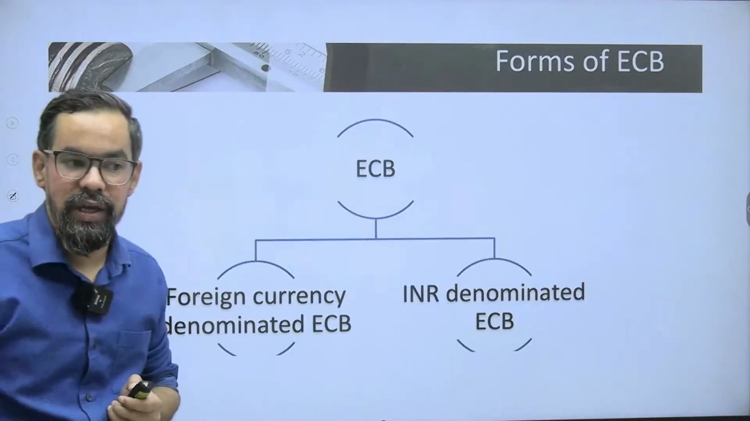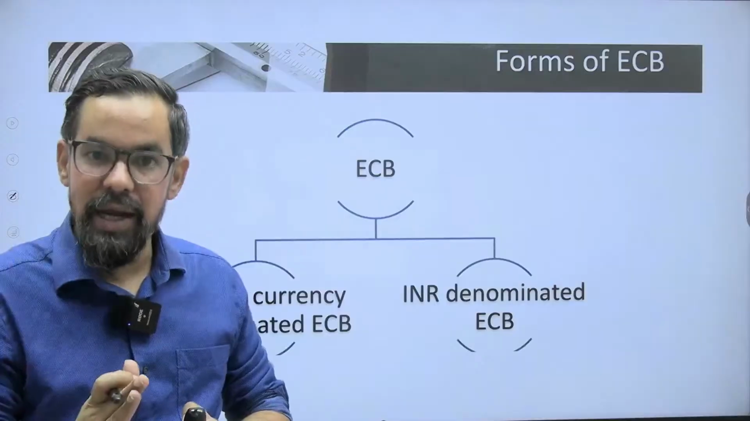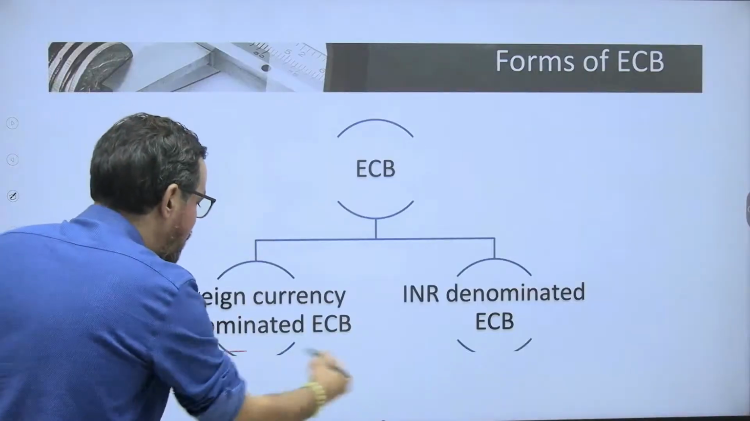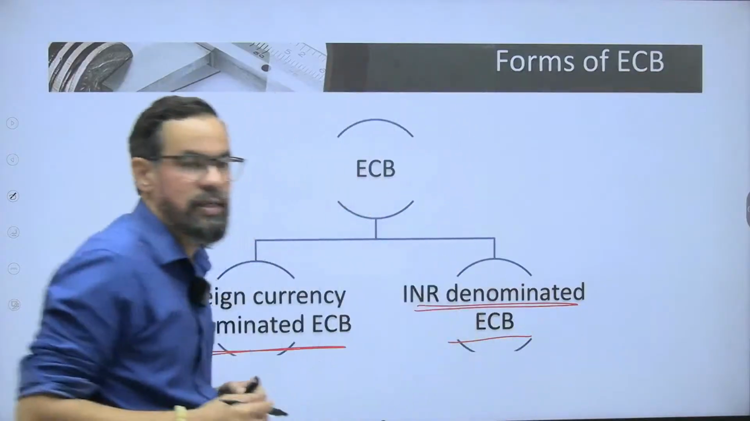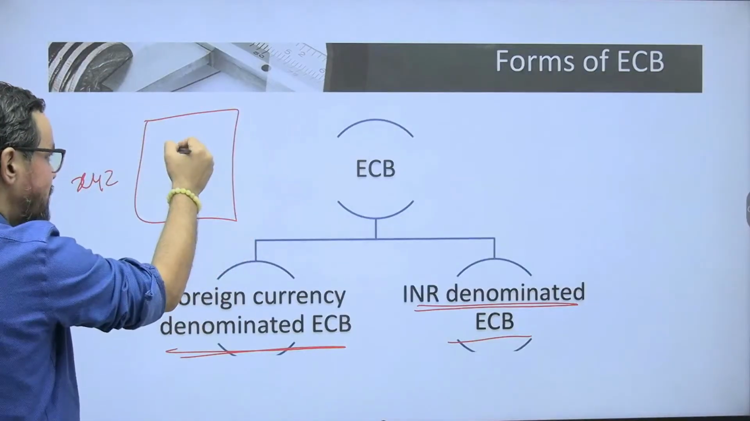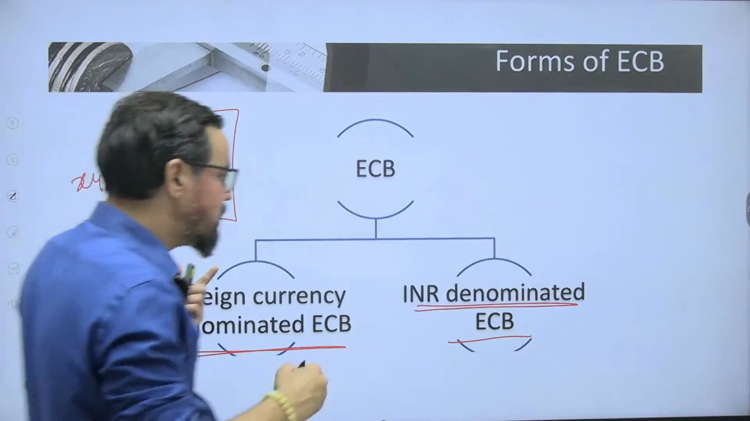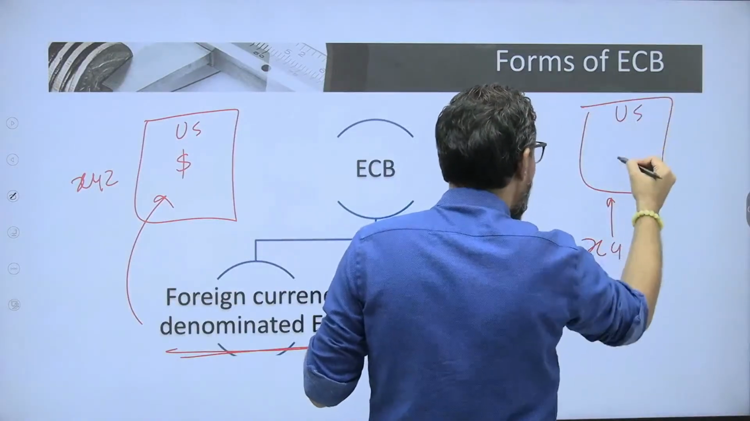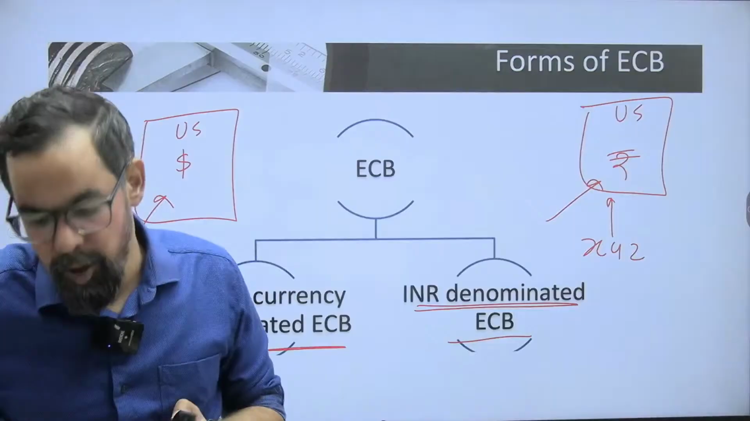Companies can raise funds from outside India in Indian currency or in foreign currency. So we have two types of ECBs. One, foreign currency denominated ECB, and another one is INR denominated ECB. Let's say that XYZ company issues some bonds in the US in dollars. ठीक है? That is foreign currency. If XYZ issues some bonds in the US in INR, ठीक है? That is generally known as rupee denominated ECB and all.